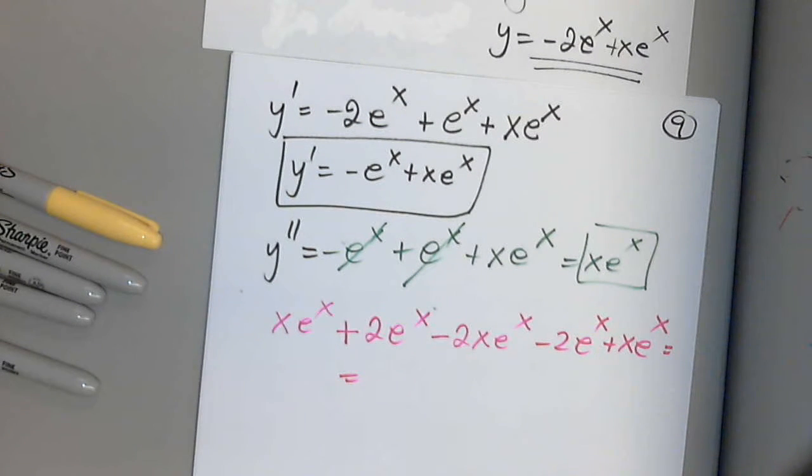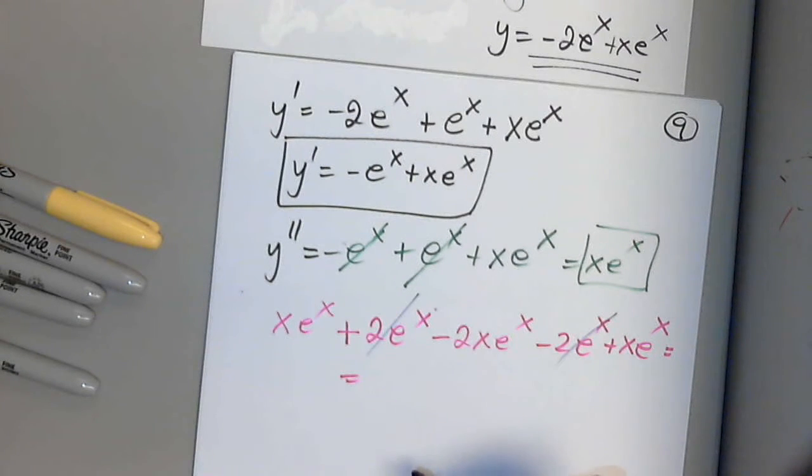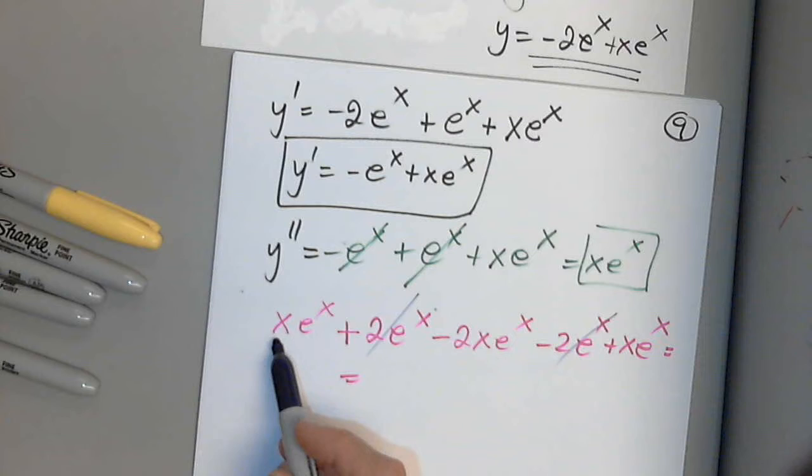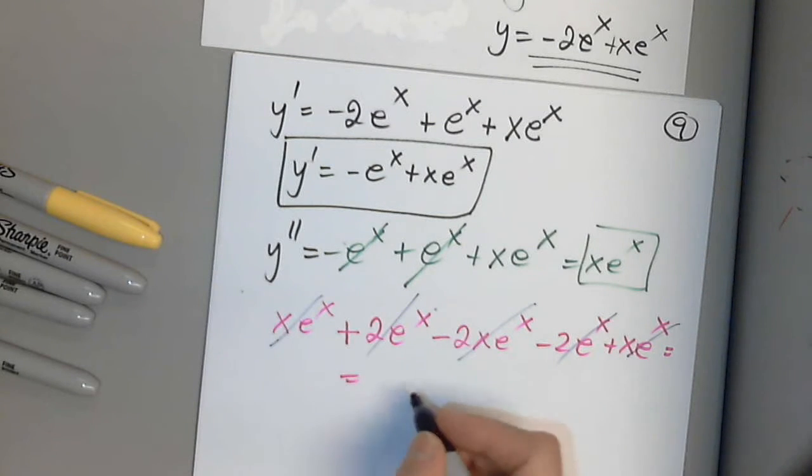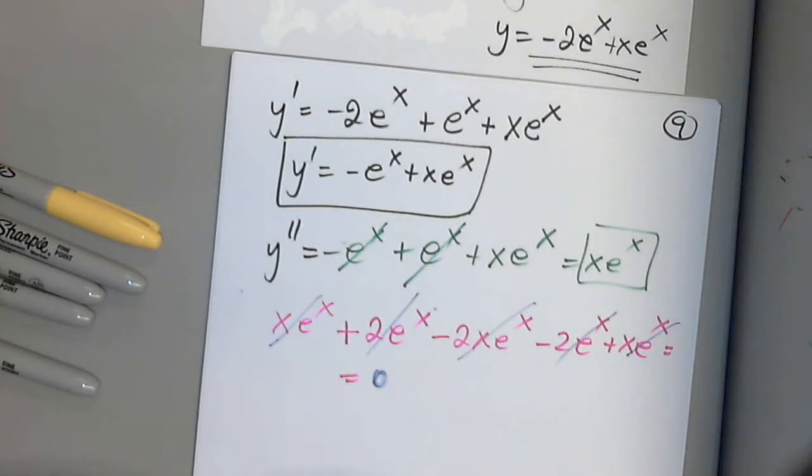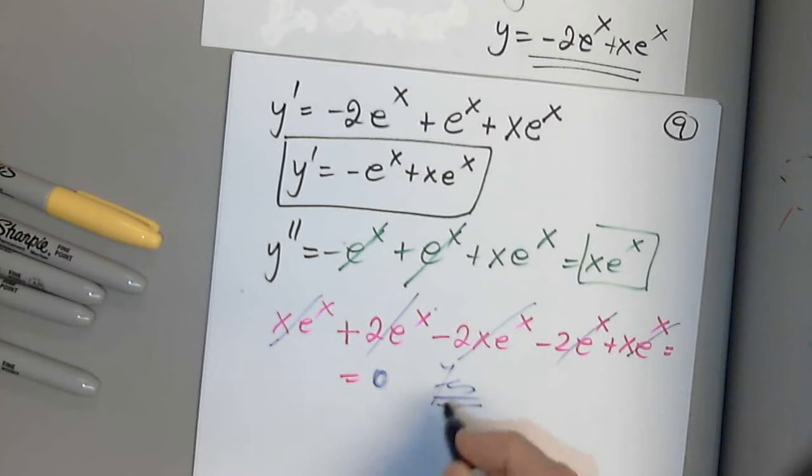Let's look carefully. If the answer is 0, then I'll say the given solution is indeed the solution of the differential equation. If I don't get 0, then I'll say, oops, nope, doesn't work. You get 0. I get 0 because these two go away, and this plus this is 2, and it will go away with these two, and the answer is 0. So I will say yes, it is.